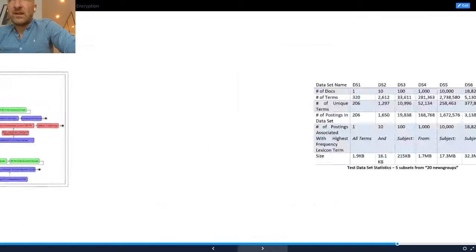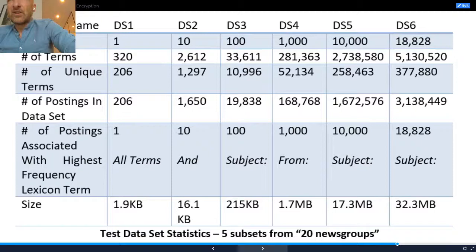On our test data, we use five or six different document corpuses. One had one document, the others had 10, 100, 1,000, 10,000, and the last one had 18,828 documents with over 5 million terms. There were 377,000 unique terms within that document corpus.